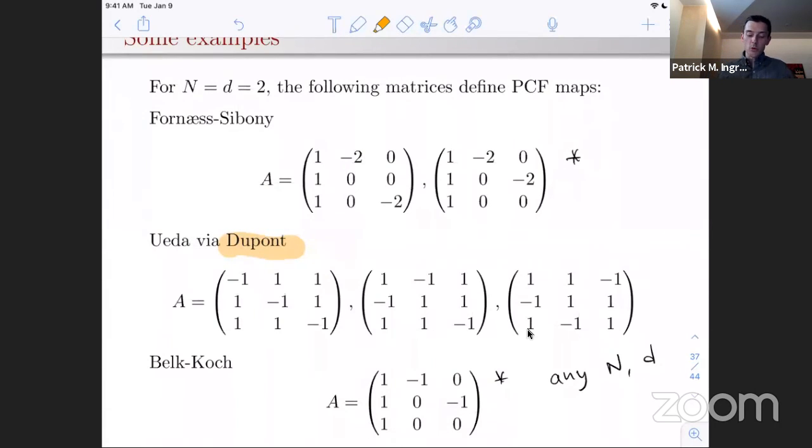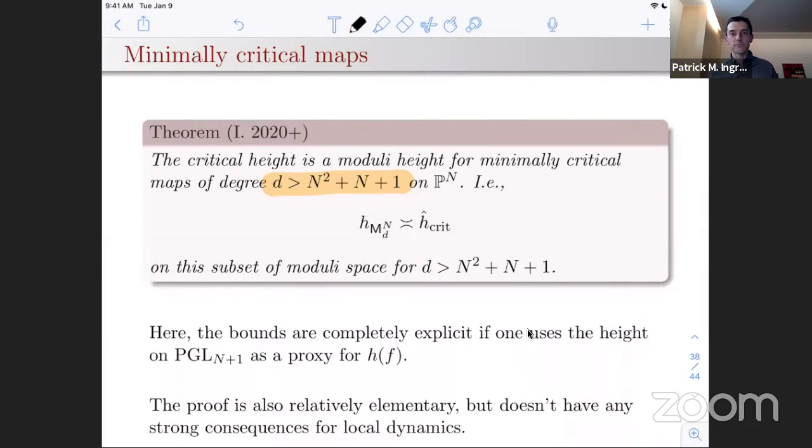He also shows that one of these examples of Fournier and Sibony, I can't remember which one, let's just say it's this one, is not a Lattès example. So there are both Lattès and non-Lattès examples of this form, but there are not enough Lattès examples that it would violate this theorem. So there are a handful of Lattès examples.